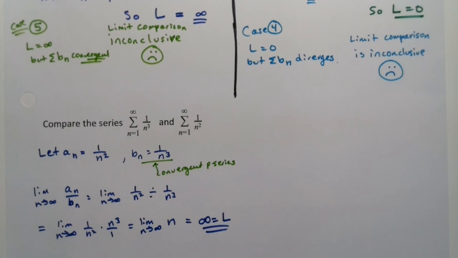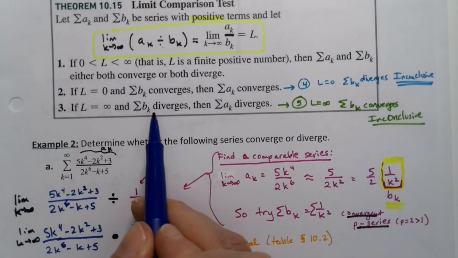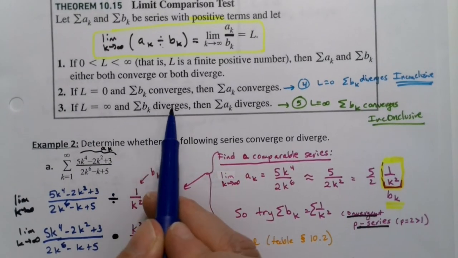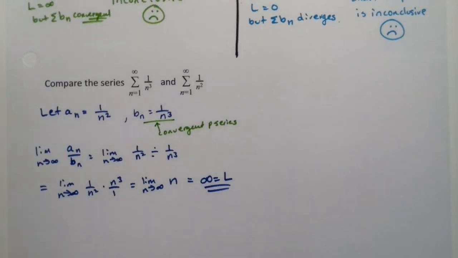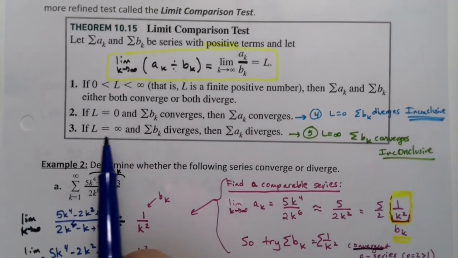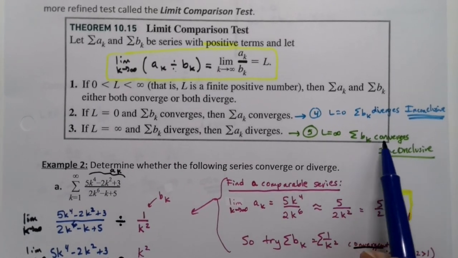There's your L. Okay, limit is infinity. Great. That's going to be wonderful. The limit is infinity as long as my denominator series diverges. Boo. It's inconclusive again. Gosh darn it. I'm stuck with a case 5 again. My limit is infinity, but my denominator series is converging.